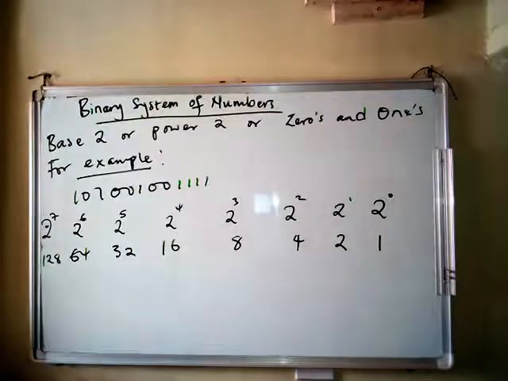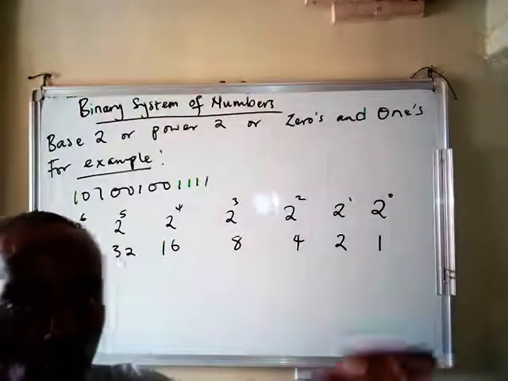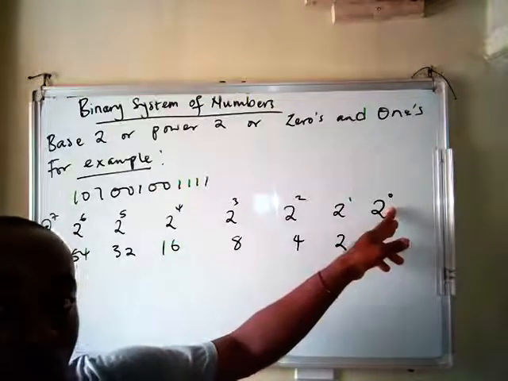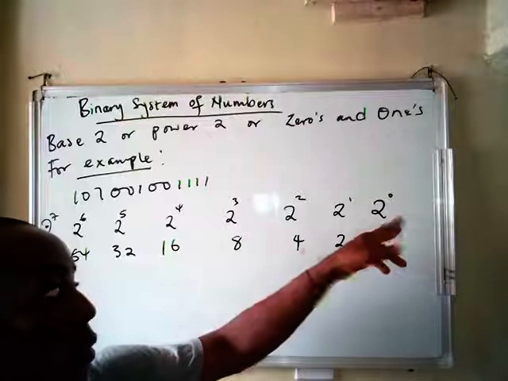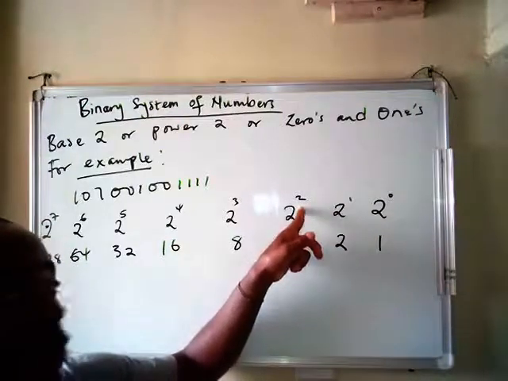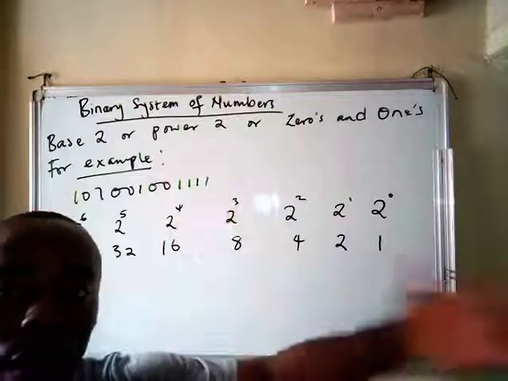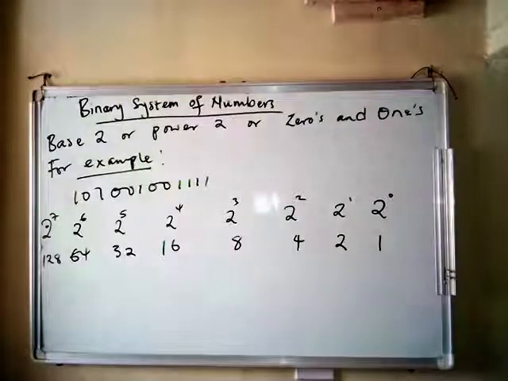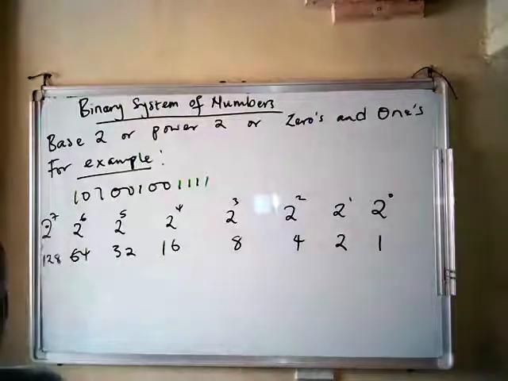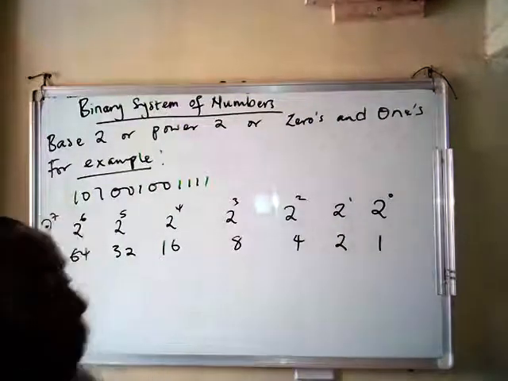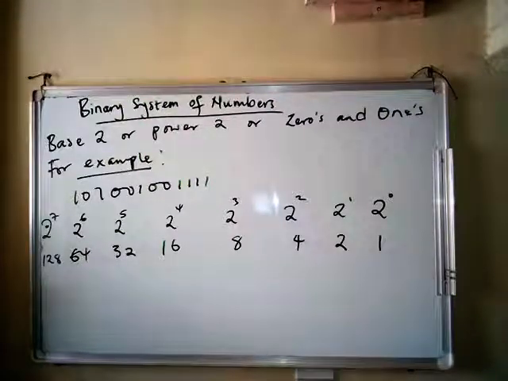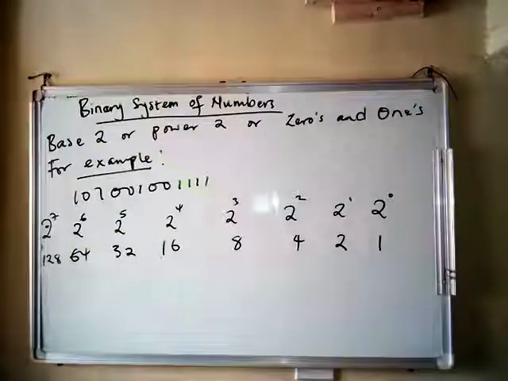Now notice that in our base 10 system, it is powers of what? 10. In base 2, it is powers of 2. Now, how do we know that? Take a look at this. So you have something like 2 raised to power 0, 2 raised to power 1, 2 raised to power 2, 2 raised to power 3, 2 raised to power 4, 2 raised to power 5, 2 raised to power 6, and it just goes on and on like that. So powers of 2, right?